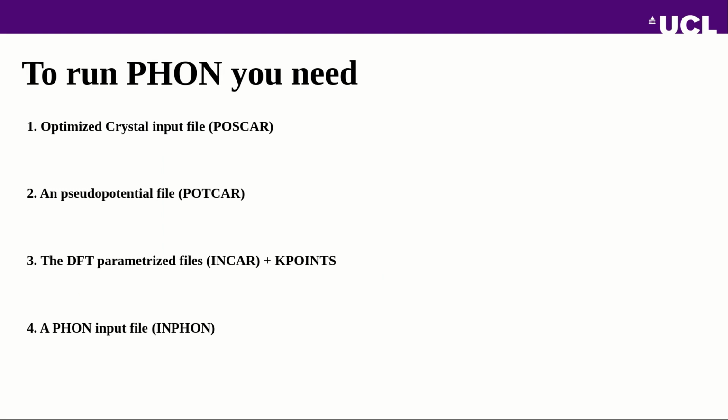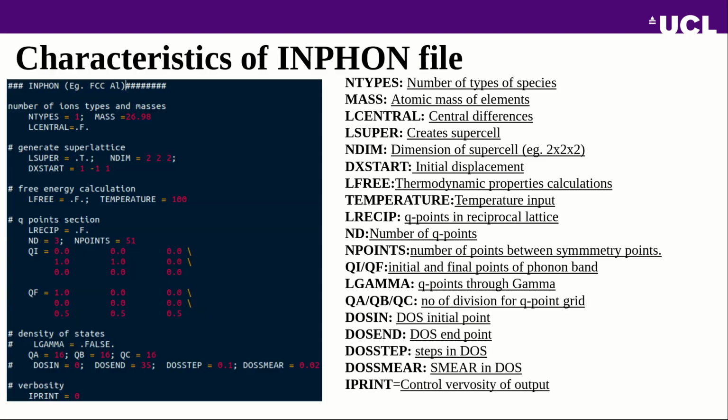Of course, for running this PHON program, you need the basic four input files of VASP and one additional file, that is the inphon file. The inphon file looks like this. This is an example for FCC aluminium. Here you need to provide the basic information about the ion types and masses by giving some flags, and then of course you need to give certain flags for generating the supercell.